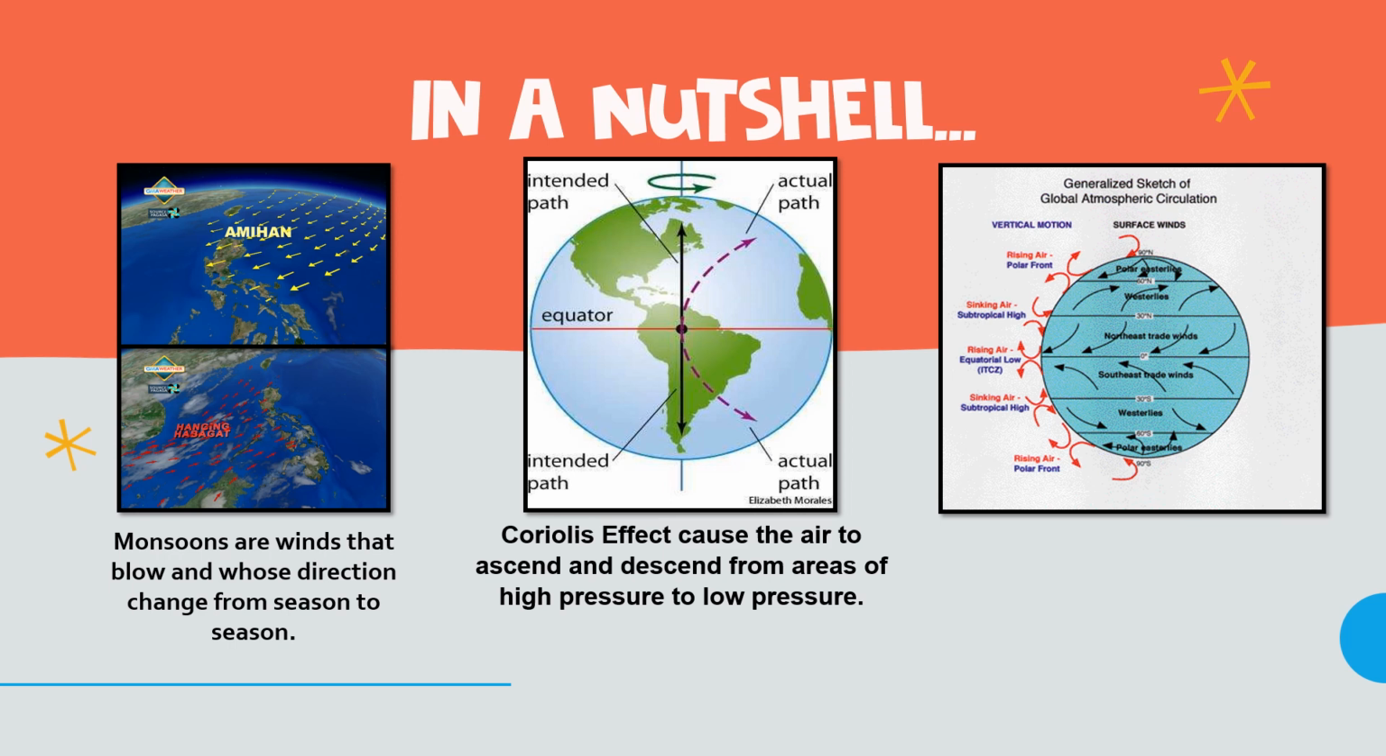Coriolis effect causes the air to ascend and descend from areas of high pressure to low pressure. Lastly, global winds are the general patterns of wind circulation in the troposphere. Knowing this is important for the key success and safety of ocean travels.